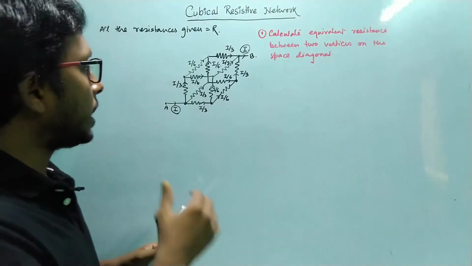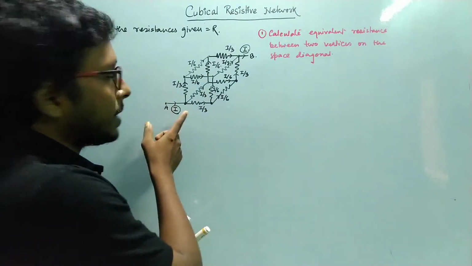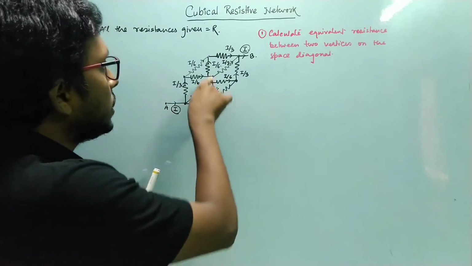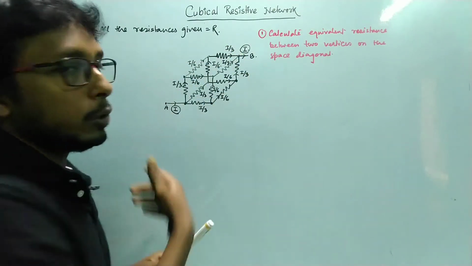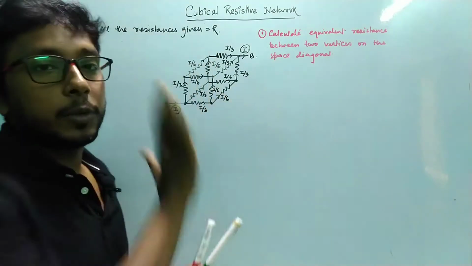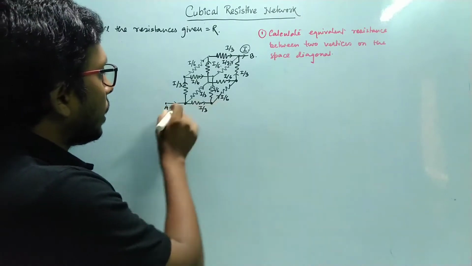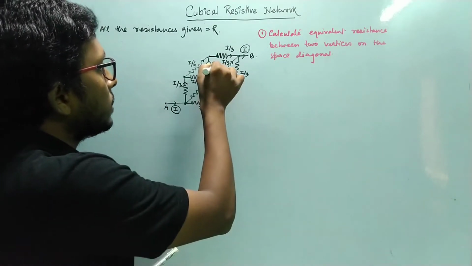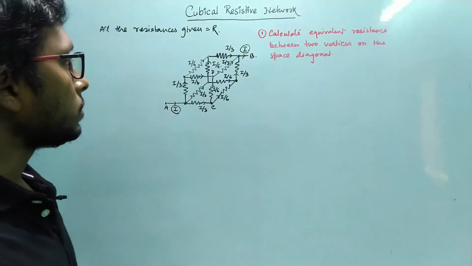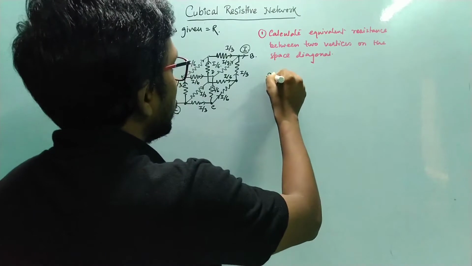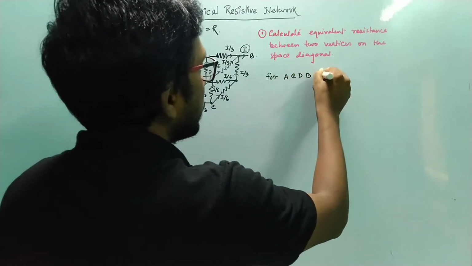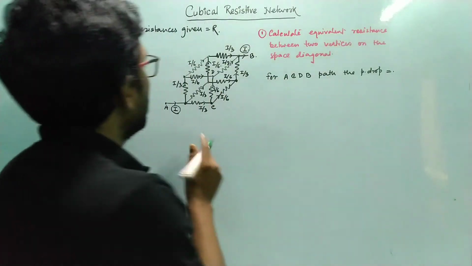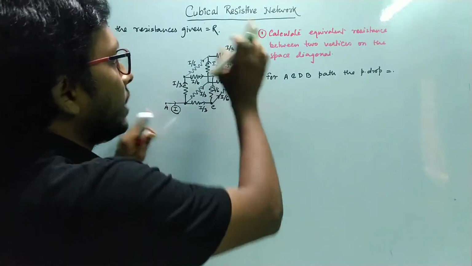Now, if we apply Kirchhoff's voltage law to any path which connects A and B, suppose I can apply to this path, or I can apply to this path, or you can take any other path which connects A and B. Suppose I am taking this path and naming this point as C and this point as D. Okay, so if I take the A, C, D, B path, suppose I want to calculate the potential drop between A and B.